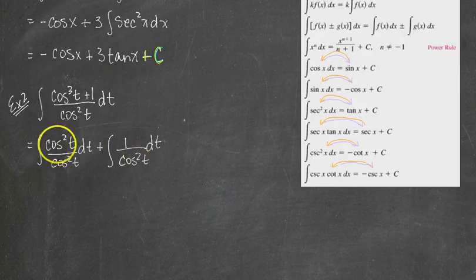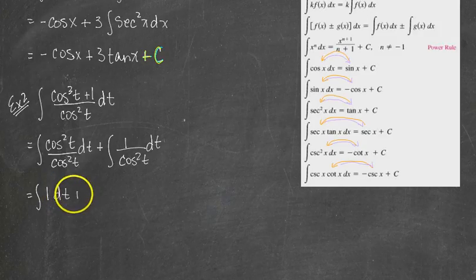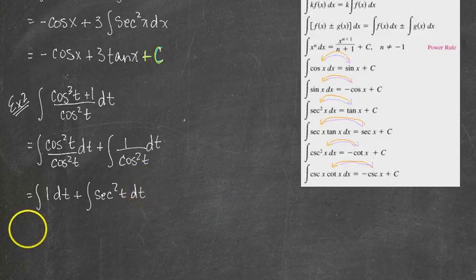So let's continue to rewrite this. The first one is super easy, right? We're looking for the antiderivative of 1 dt plus the antiderivative of 1 over cos squared t. I don't have a rule for 1 over cos squared of t, but I definitely know that 1 over cos squared of t is actually, using a trig identity, the secant squared of t dt. Now I can totally integrate.